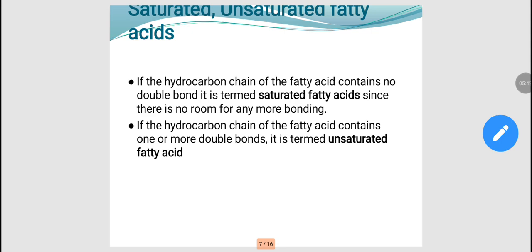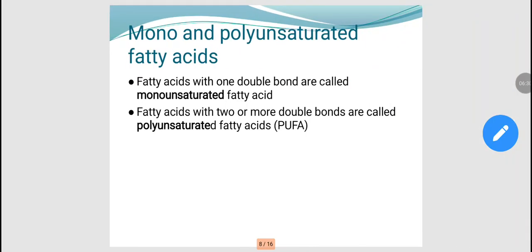First, saturated and unsaturated fatty acids. If the hydrocarbon chain of the fatty acid contains no double bond, it is termed a saturated fatty acid, since there is no room for any more bonding. If the hydrocarbon chain of the fatty acid contains one or more double bonds, it is termed an unsaturated fatty acid.